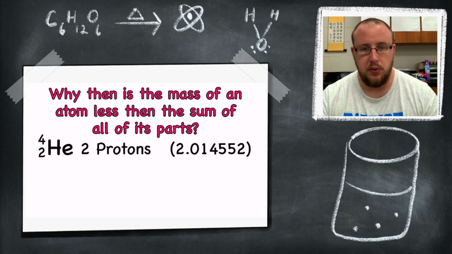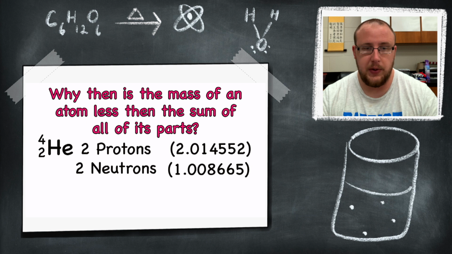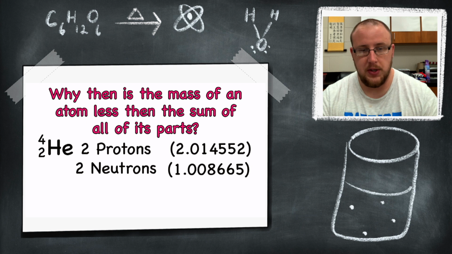Hold on to that number. So that's the protons. Let's go to the neutrons. Well, each neutron weighs 1.008665. So we have 2 neutrons in a helium atom, because remember, helium has an atomic mass of 4 and it has 2 protons. So if we take the atomic mass minus the protons, that's 2 neutrons.